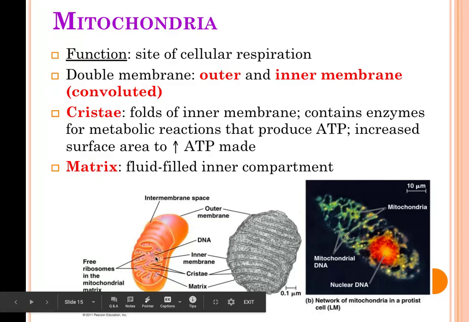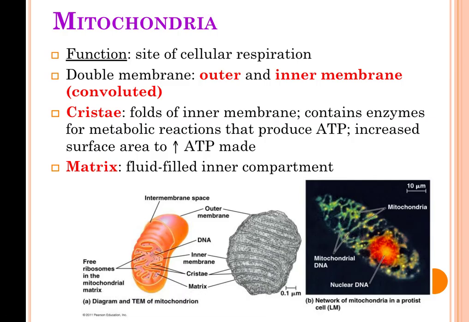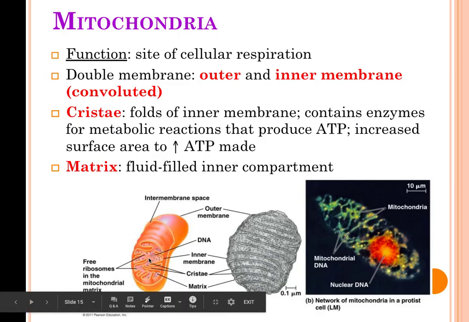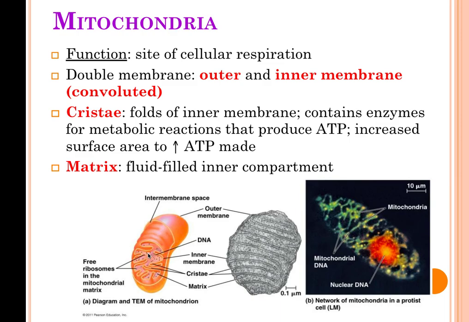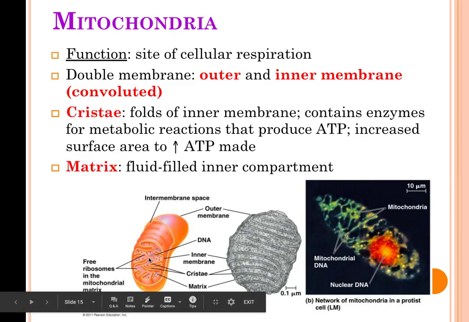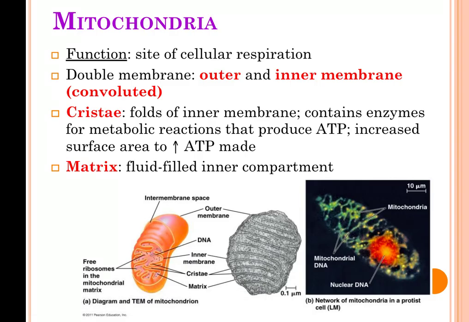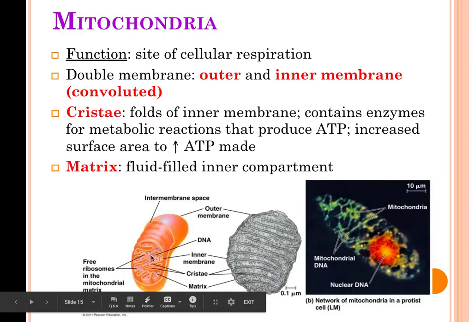The matrix is a fluid-filled inner compartment. It's kind of like the cytoplasm, so it's not liquidy, but it's not solid either. It's a kind of jello-ish, jelly kind of structure. And it is where your citric acid cycle, or what we used to call the Krebs cycle, occurs. Cycles generally occur in these kind of liquidy environments because it is what works best for the enzymes and all that are involved. It allows everything to run more smoothly. And so the matrix is set up for that cycle.